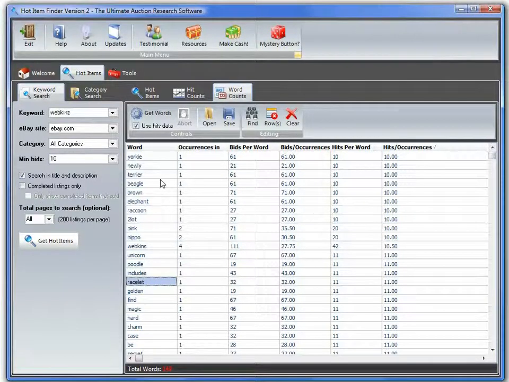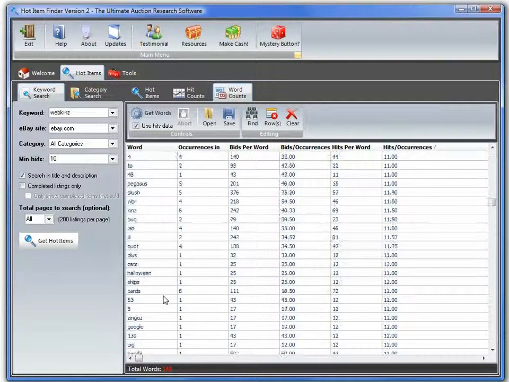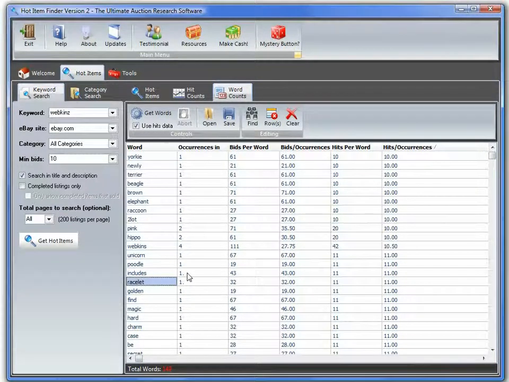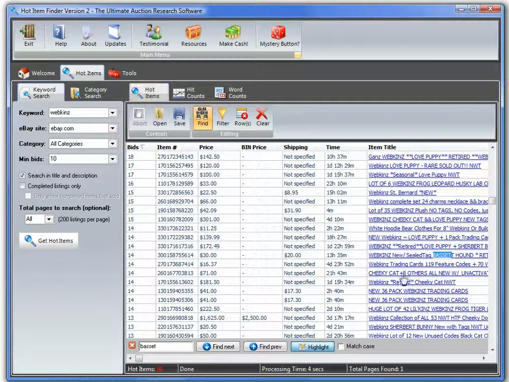You can think of this tool as providing a value. It gives you a value: how valuable are these words in respect to the number of bids and the number of hits your corresponding auction titles would get. So this is a way to really get the best out of your auction titles for your hot item list.